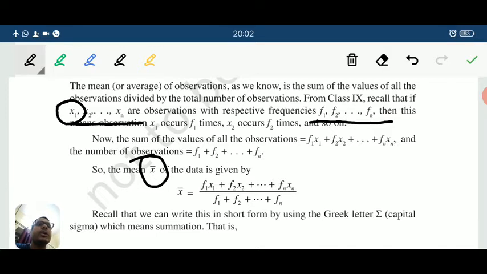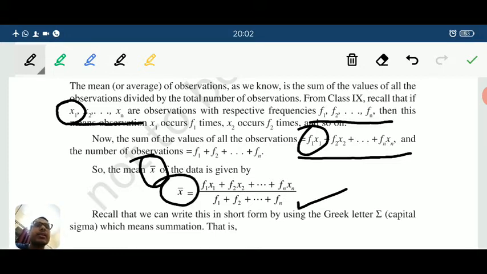How to understand that? How many times has x1 repeated? f1 times. So x1 into f1. Similarly for x2, f2. So we have to add all observations according to their frequencies and divide by the total number of frequencies, like this. This particular x bar can be represented in another format, which is given here.